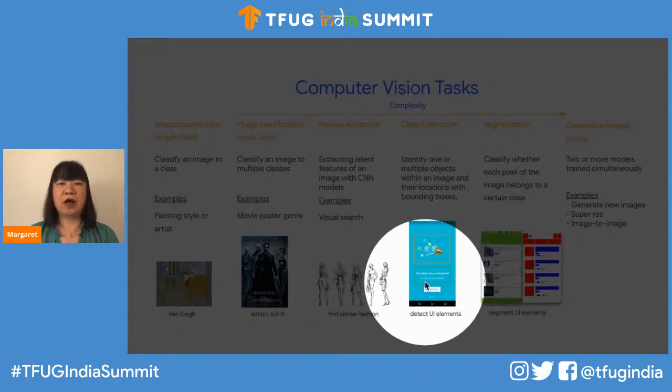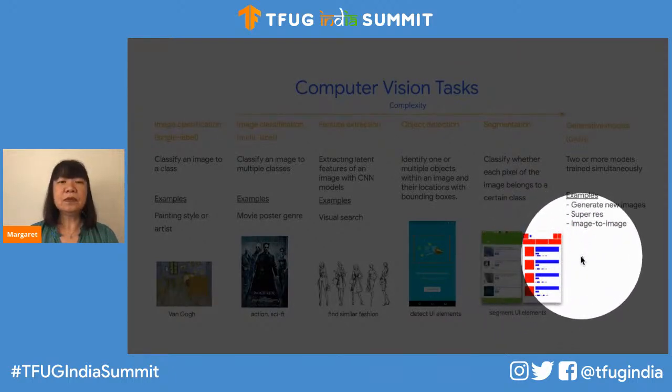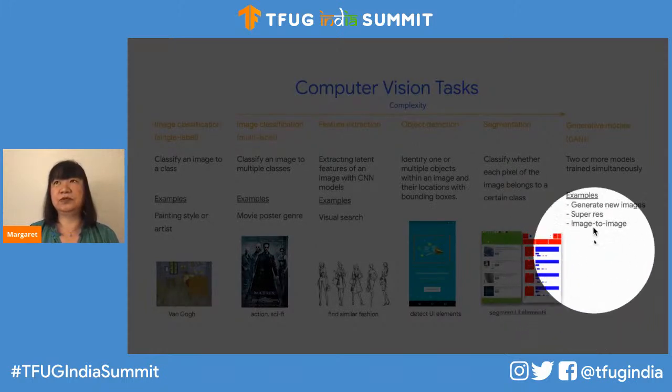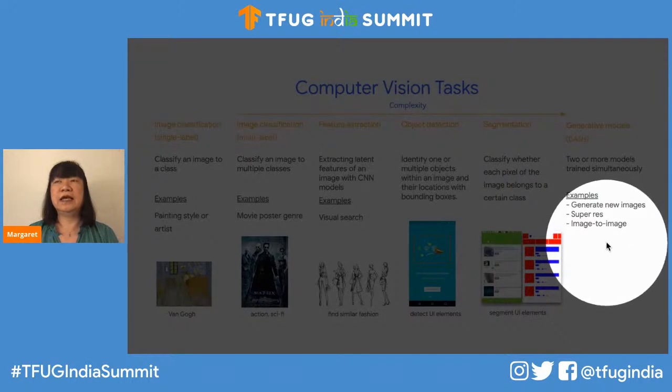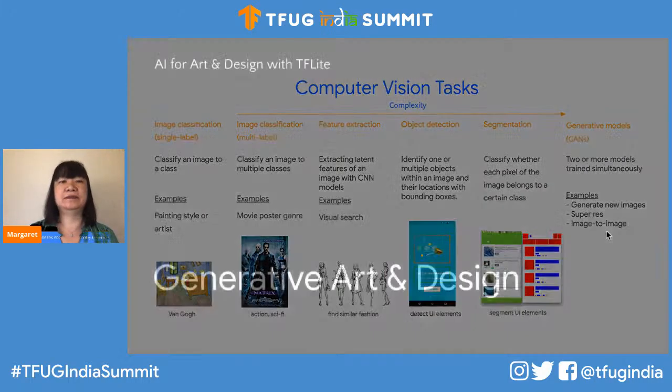And we can use object detection to locate all the UI elements in a UI design and use segmentation to segment out the UI elements. And finally, the generative models, which can be used to generate new images, enhance resolution, and perform image-to-image translation. And more examples on this later.